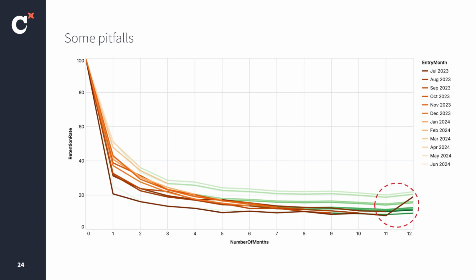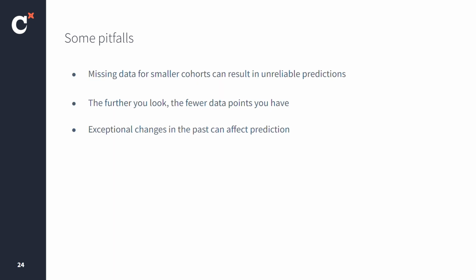So it's just something that you're going to have to think about when you're looking really long term. The last thing I want to highlight here is that exceptional change can affect your current prediction. Due to the nature of our business, we're really impacted by COVID, of course, like everyone else. But for us, it was an upward trend where people were calling a lot more just to check with their loved ones back home and see how everyone was doing.